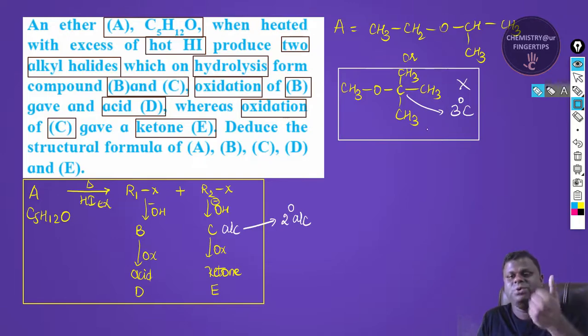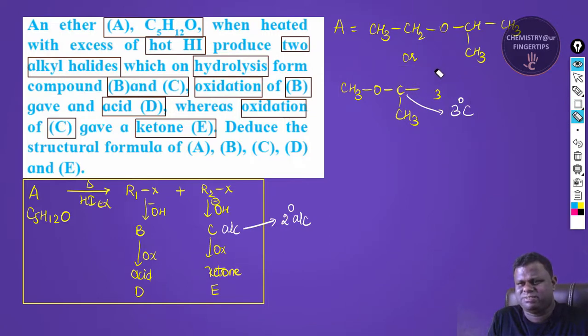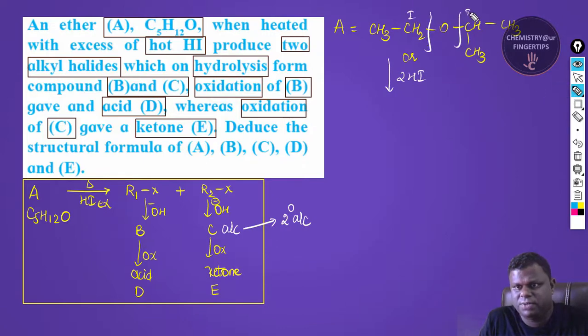Now we already know A is this structure. So let me just erase this out, because we already know this is not the right structure. And anyway, you will be making notes for this. So now this on treatment with HI. I'm going to use 2 moles of HI because it's written excess. So the bond breaks, I comes here, I comes here, and then you have 2H over here.